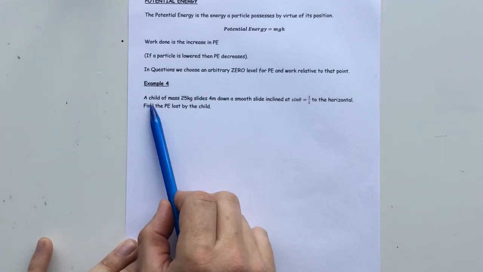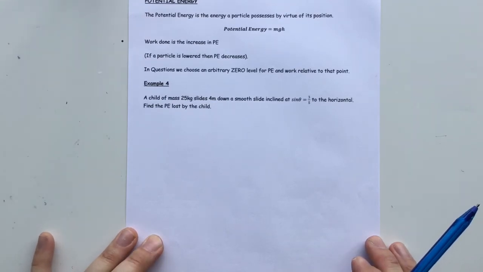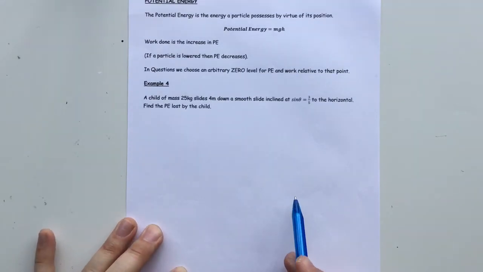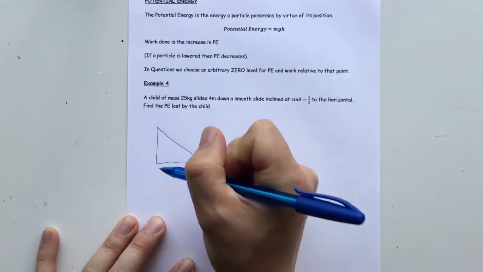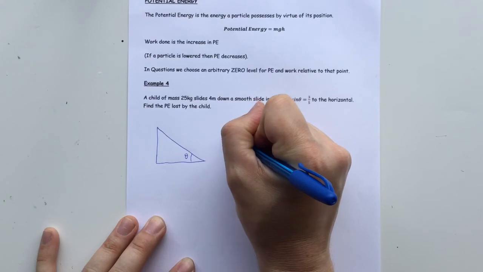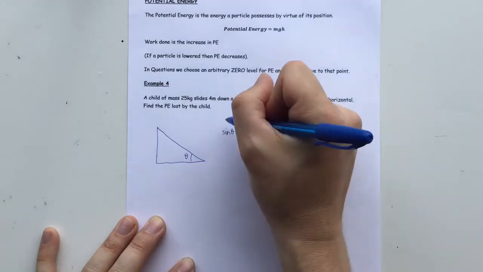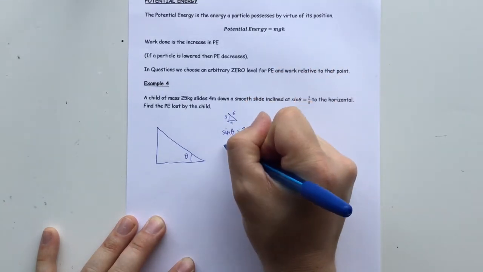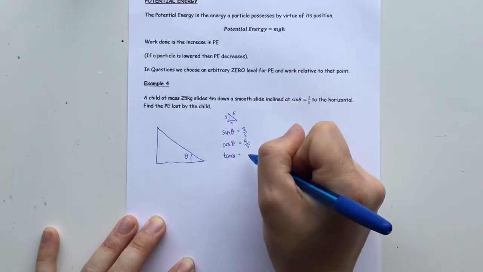So for example, a child of mass 25 kilograms slides 4 meters down a smooth slide inclined at sin theta equals 3/5 to the horizontal. Find the potential energy lost by the child. Okay, so imagine then we have our slide coming down, and the child has gone down that slide. It's at an angle theta, and we know that sin theta is 3/5. So if we did a little triangle, where opposite is 3 and hypotenuse is 5, that's 4. Very quickly, if we needed to, cos theta is 4/5, and tan theta would be opposite over adjacent, so 3/4.